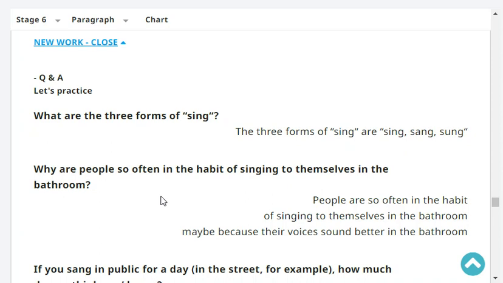Why are people so often in the habit of singing to themselves in the bathroom? People are so often in the habit of singing to themselves in the bathroom, maybe because their voices sound better in the bathroom.